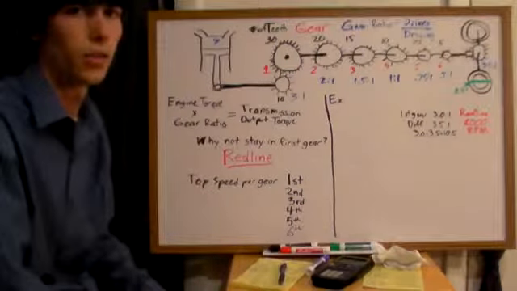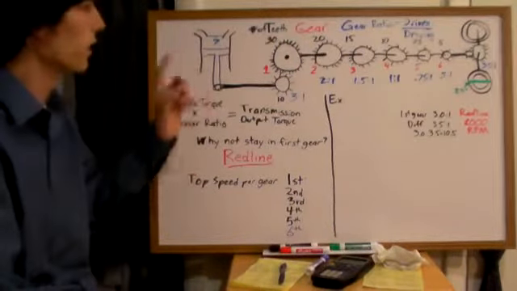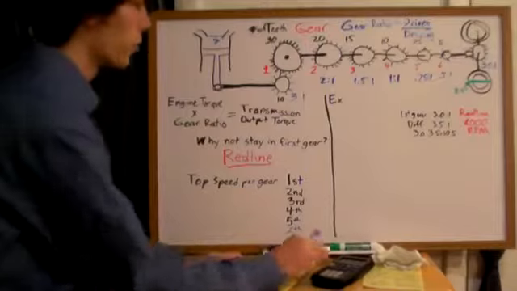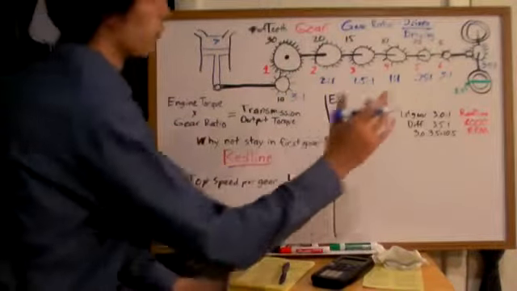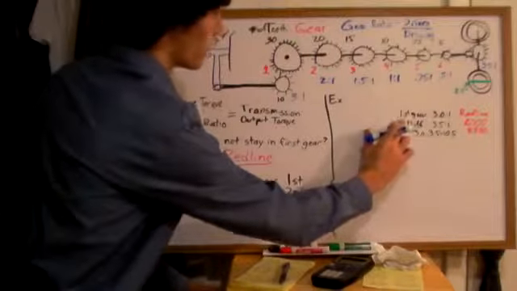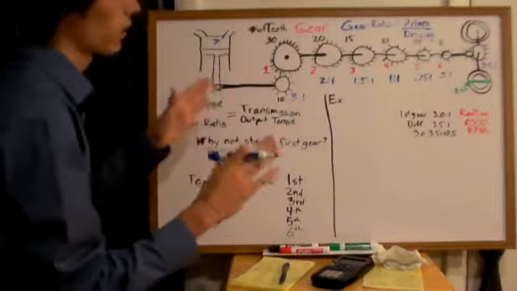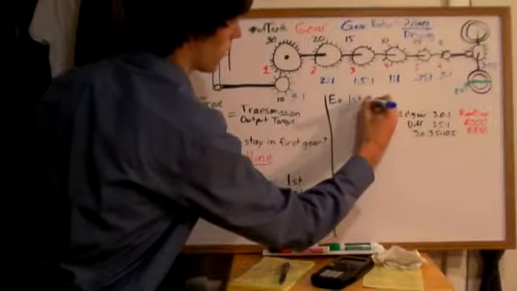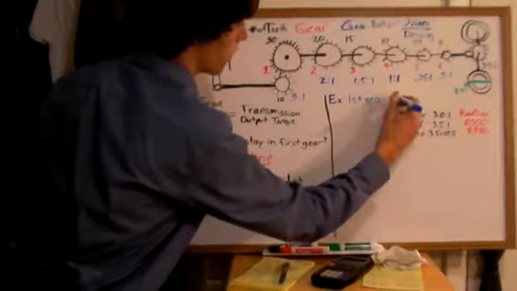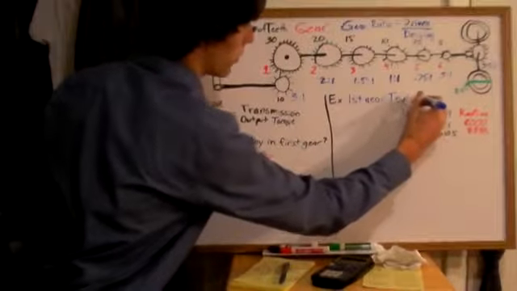Well, your red line is going to limit your speed based on what gear you're in, and I'm going to try and explain that to you mathematically here. Okay, so we're in first gear. This is going to calculate our top speed in first gear.